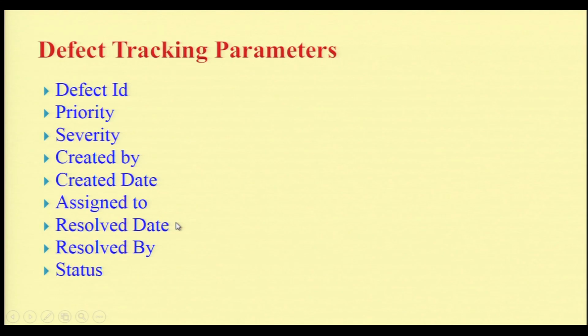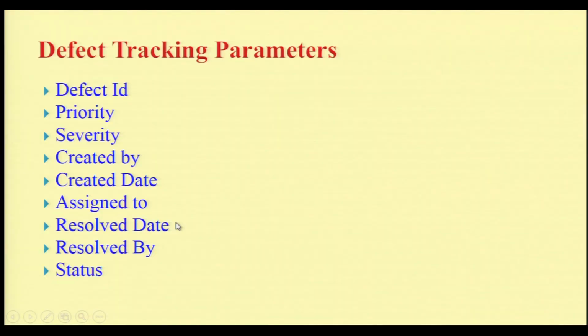Let us take the parameters that are required for defect tracking. When a defect has occurred, any defect should possess a defect ID, or it should be assigned a defect ID, and the priority for clearing the defect has to be set, and the severity of the defect has to be measured. And when that particular defect has occurred, the creation date of the defect has to be noted down, and to whom or to which development team this particular defect has been assigned, and that has to be noted down.